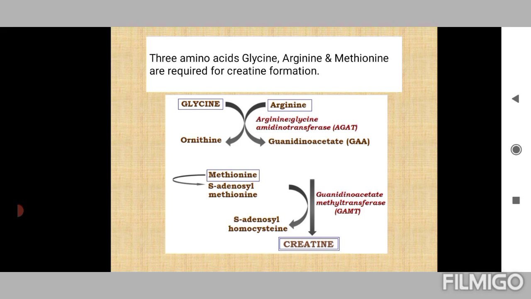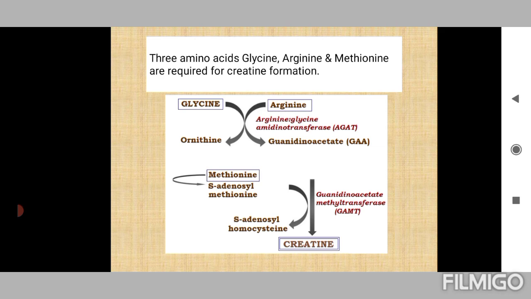The first reaction occurs in mitochondria of kidney and pancreas, and it involves the transfer of the guanidino group of arginine to glycine to give rise to guanidino acetate, GAA. The enzyme involved is arginine glycine amidinotransferase. And the second reaction involves S-adenosyl methionine, the active methionine. It donates a methyl group to guanidino acetate and forms creatine. The enzyme involved is shown here. And this reaction occurs in the liver.